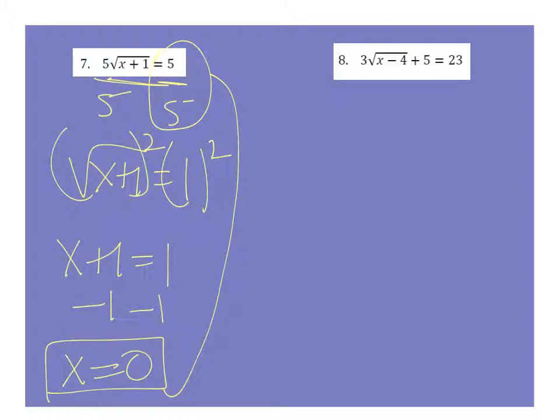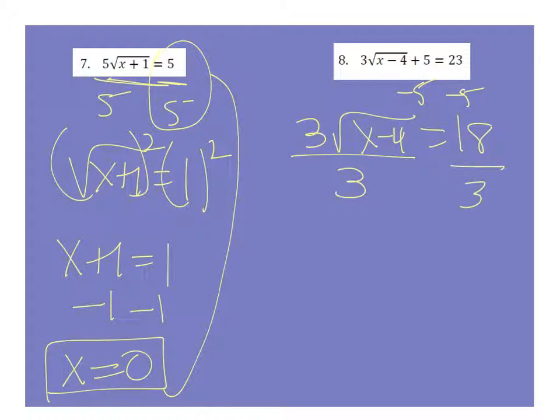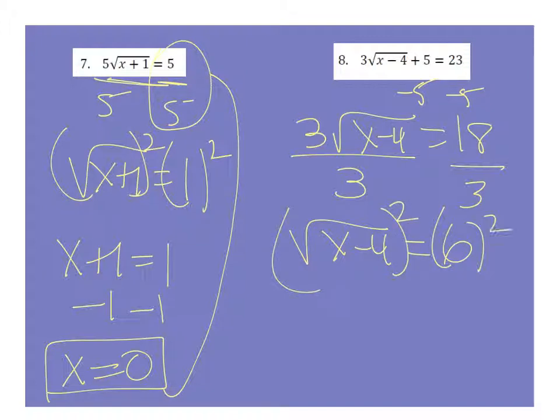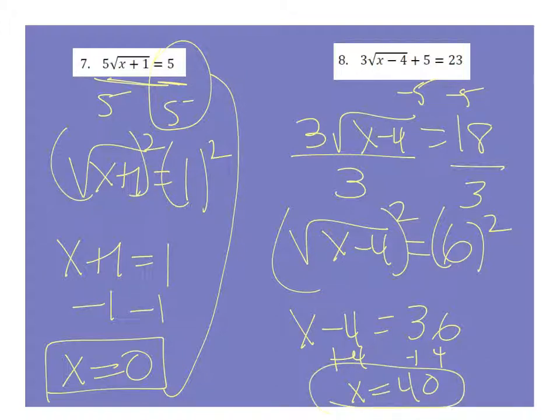So now for number 8, a couple things going on. Solve like you normally would. Subtract 5, so that's left with 3 times the square root of x minus 4 equals 23 minus 5, which is 18. So then you're going to divide by 3. The square root of x minus 4 is going to equal 6. Now you've got that square root by itself. Now you're going to square it back. So you're going to have x minus 4 equals 36. Add 4, just like you've done 100 other times in your life. X is going to equal 40.